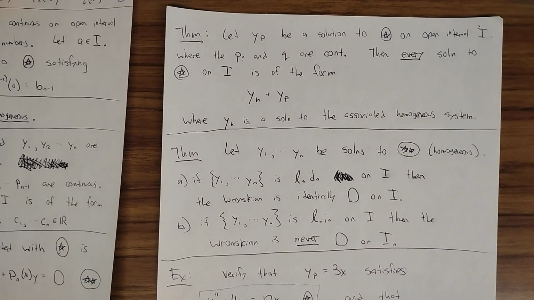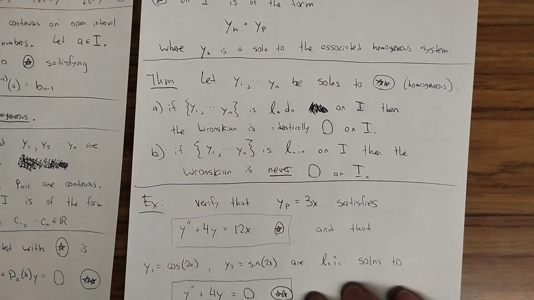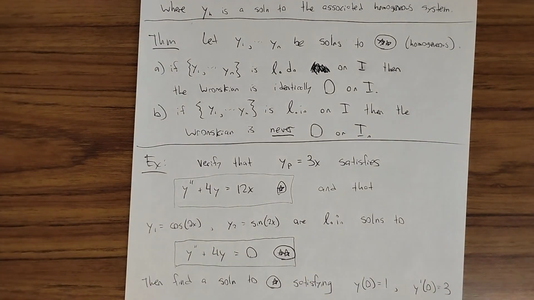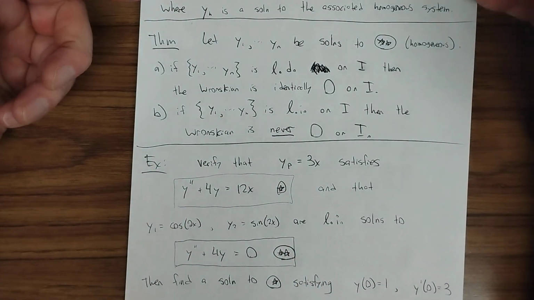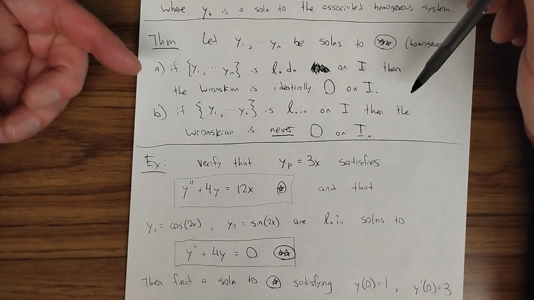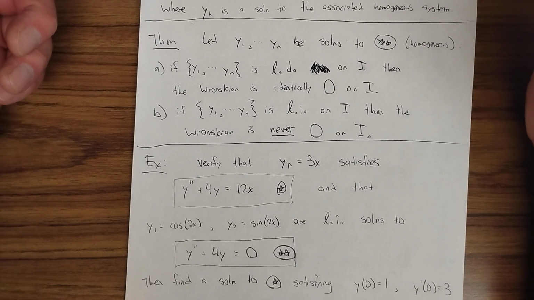Okay. I swear we are going to do a concrete example. One more theorem first. Yeah, here we go. We've talked about Wronskians a little bit, but this is a more particular theorem about Wronskians.